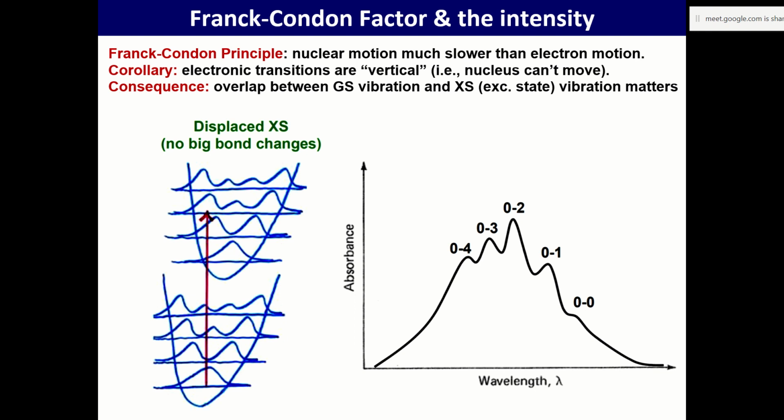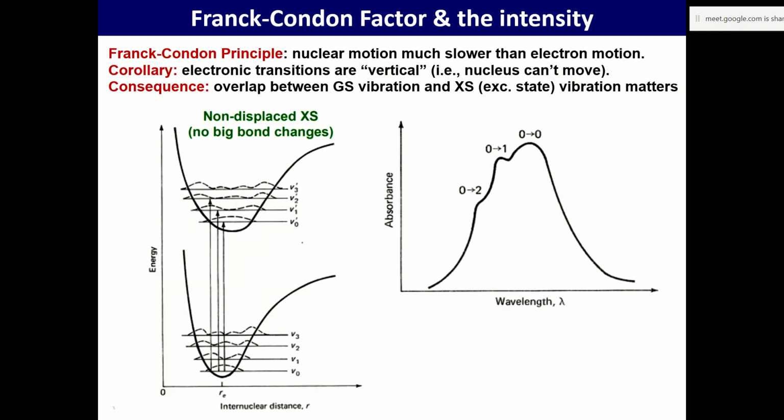So what we understand by now is that when it is a displaced one, we always have the highest transition at some different vibrational quantum numbers, so 0 to 2 here that you see. But for a non-displaced excited state, that is, there is no change in the bond length, that's what we interpret when the bond lengths are equal.